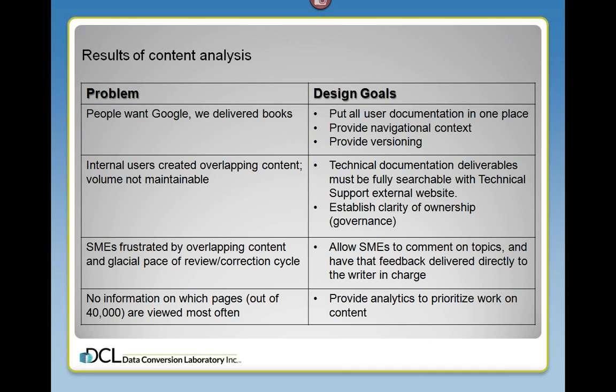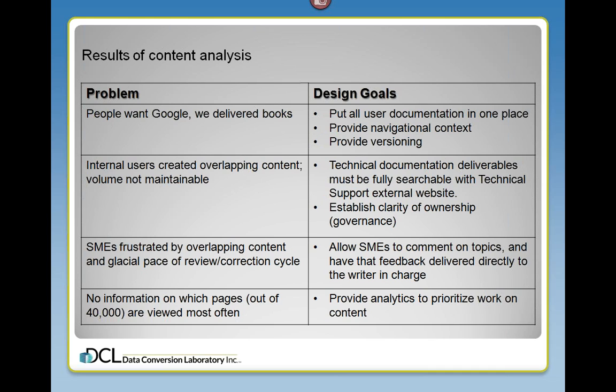And finally, we had no information on which pages were viewed most often. We had about 40,000. A lot of our content had been written by engineers, and we wanted to improve it. But we had no idea which of it was most important. Where do we start? So the consultant suggested that we choose a system that provided some kind of analytics so that we could find out which pages were looked at most often. If we wanted to rewrite them or improve them in some way, we could concentrate on those.